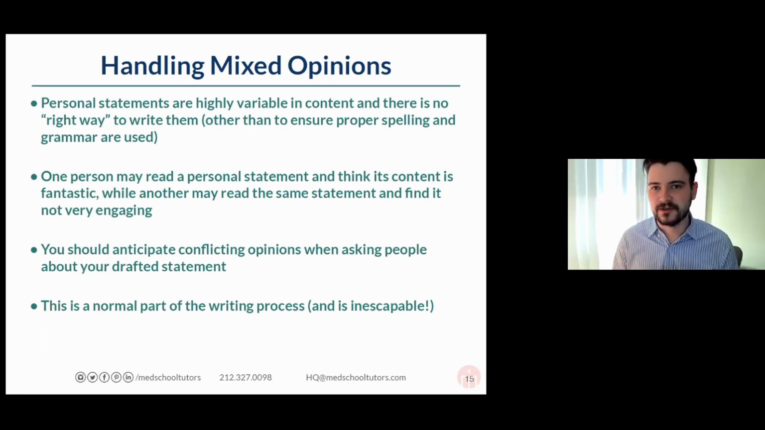And so you should anticipate that when you bring your statement to different people, you will get conflicting opinions. Now, don't get me wrong. If you bring it to 4 or 5 people and they all have more or less the same thing to say, it's very possible that something about your statement is conveying a specific message or has a specific area for improvement that you would not want to ignore.